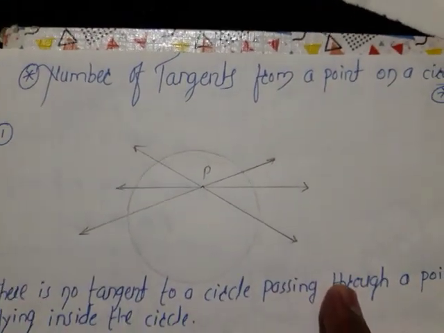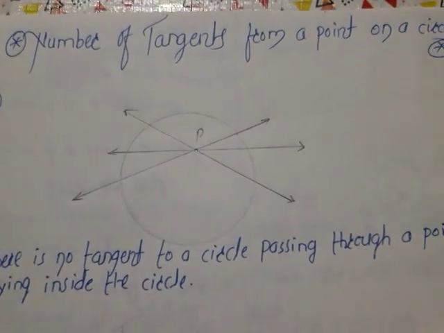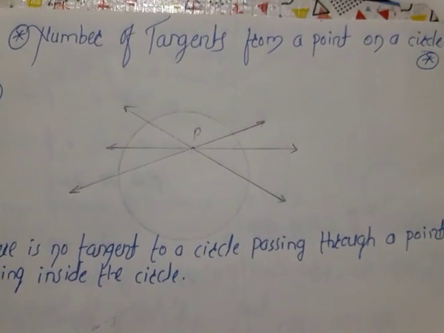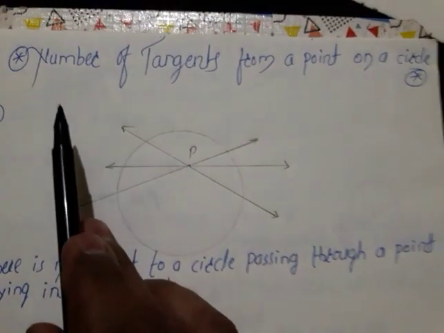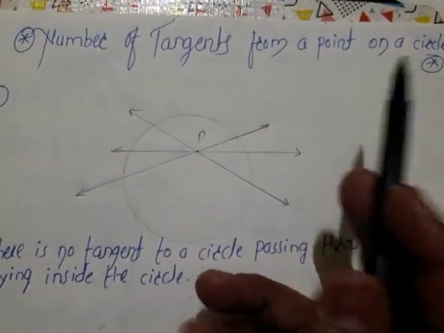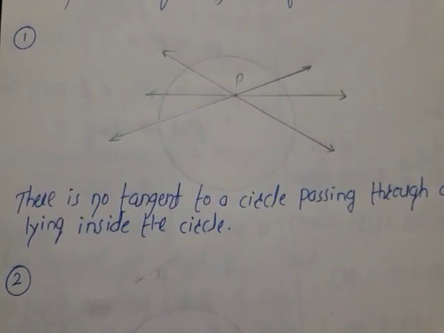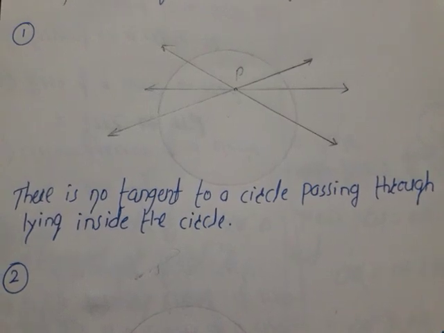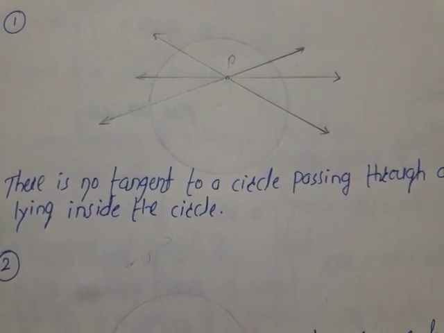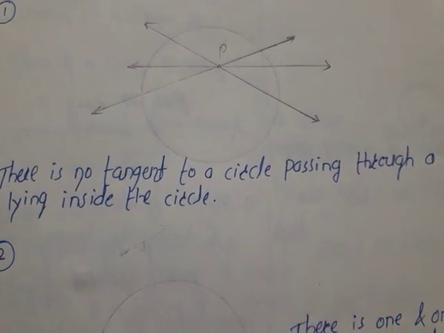The name of the point is written in front of you, and all other things related to this point I have also mentioned, because it is very simple. Look here, what is the name of the point? Number of tangents from a point on a circle. How many tangents can we draw if the point is present inside, on the circle, or outside the circle? That point we are going to discuss over here. Do you understand what I said?